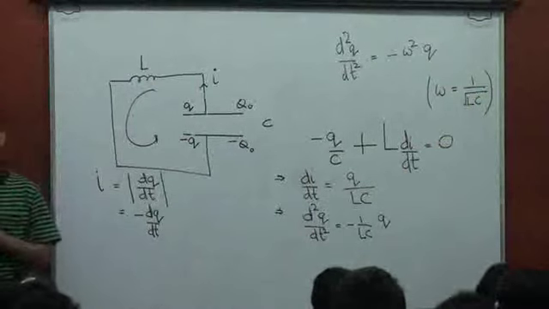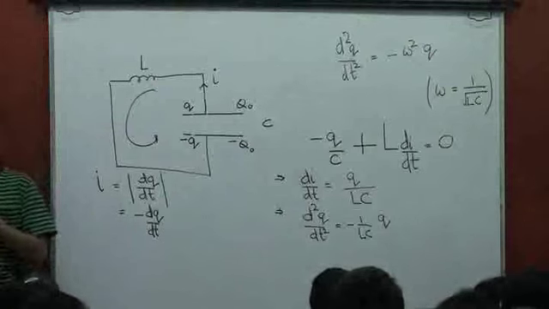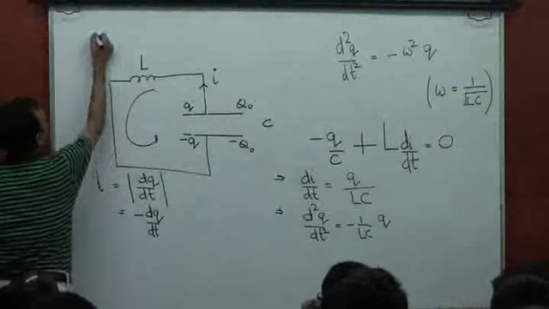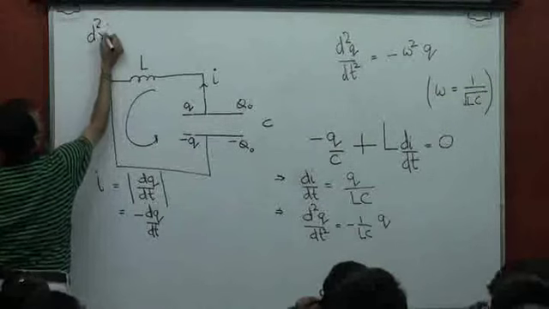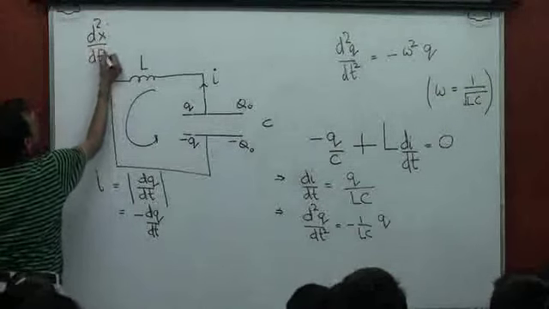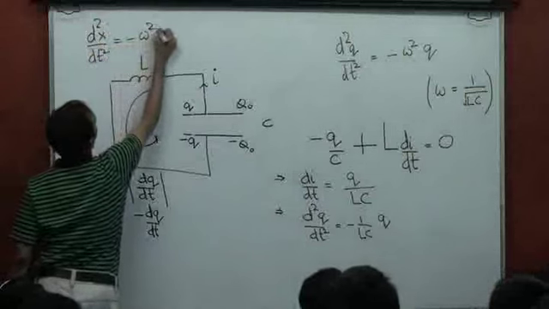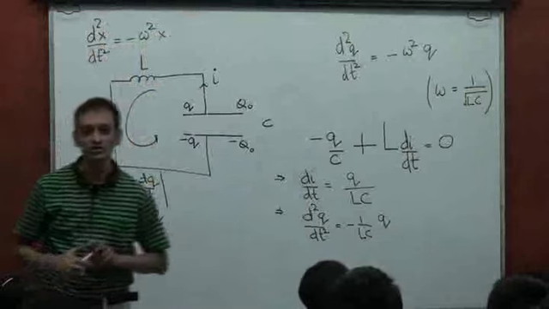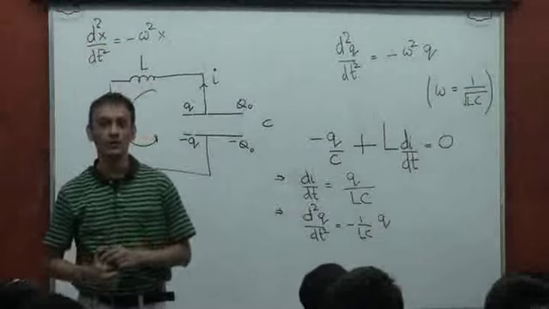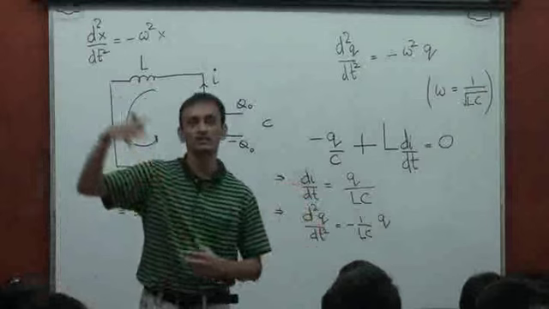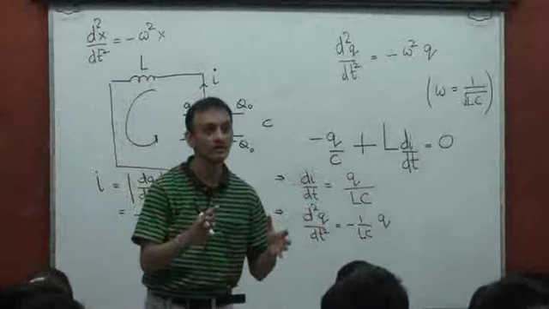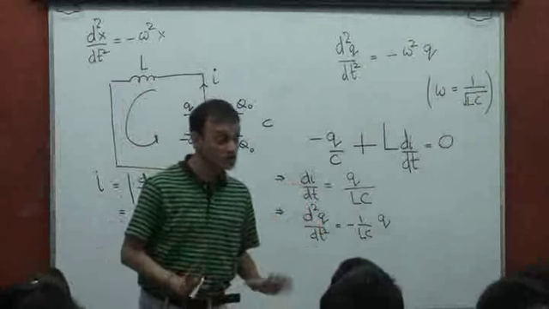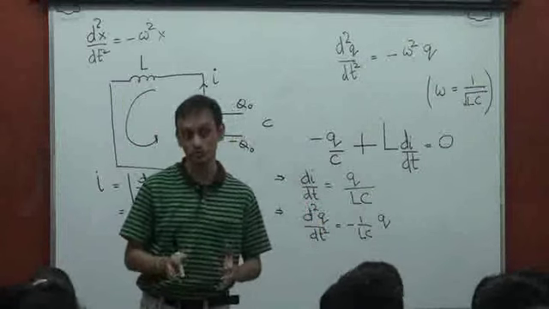Way back when we were in SHM, we looked at the solution to this equation. D2x dt2 is minus omega squared x. Does the equation know whether x is charge, or it's displacement, or it's the fan, or it's the light, or it's the TV, it's London, or it's Paris? The equation doesn't know all that, right? It's only you who knows that.